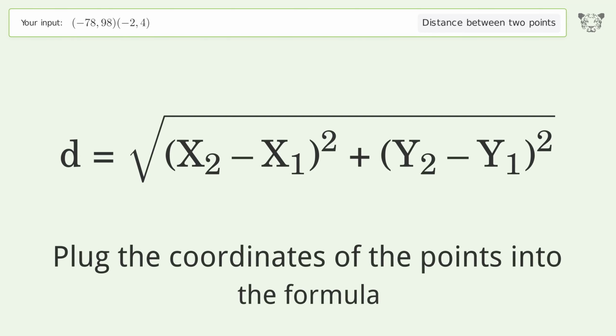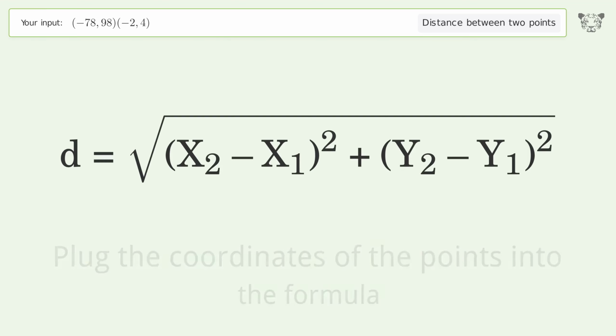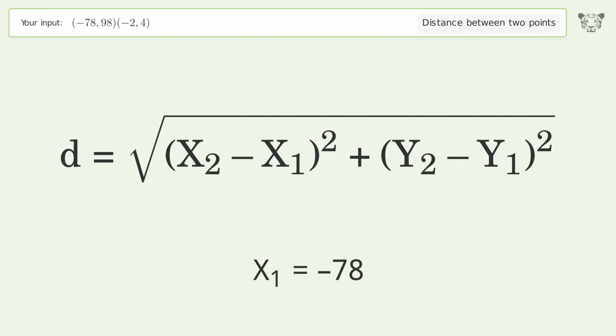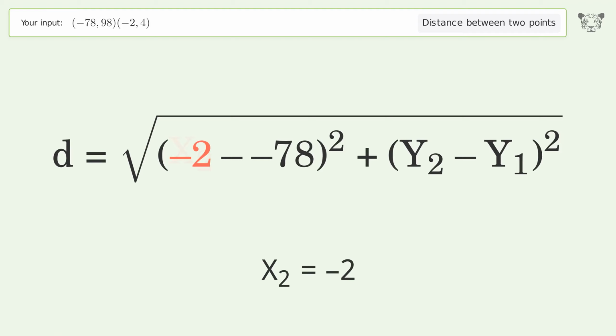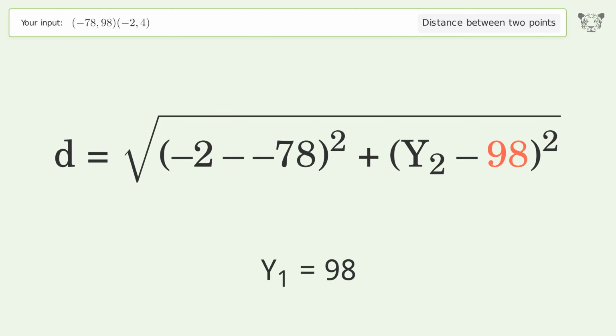Plug the coordinates of the points into the formula. x1 equals -78. x2 equals -2. y1 equals 98. y2 equals 4.